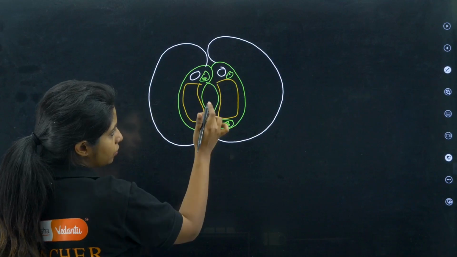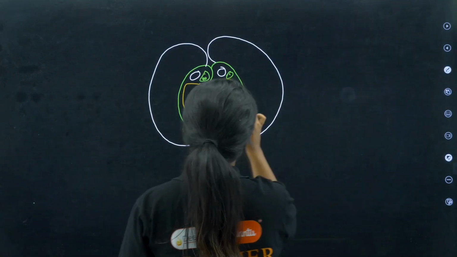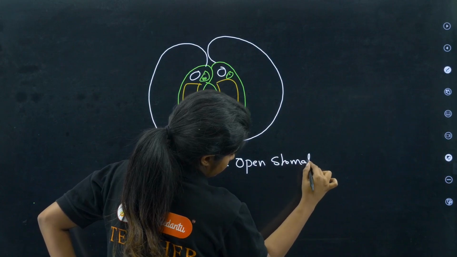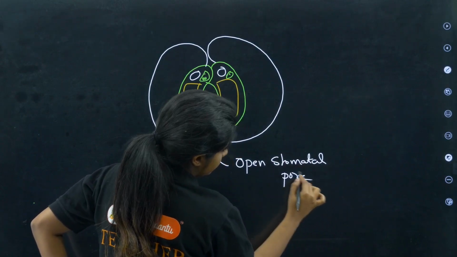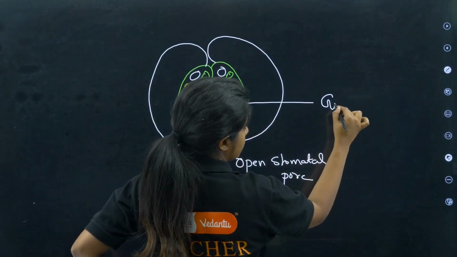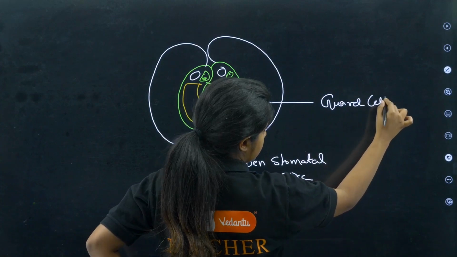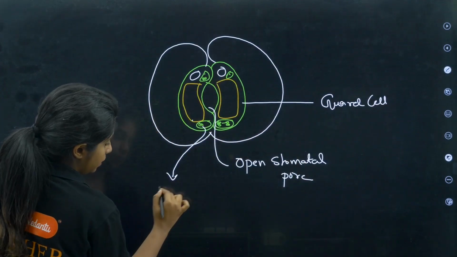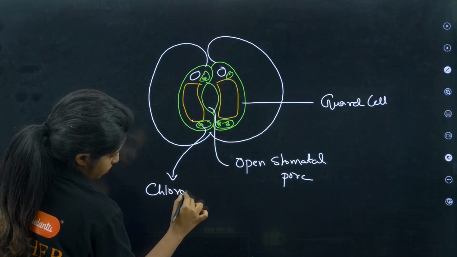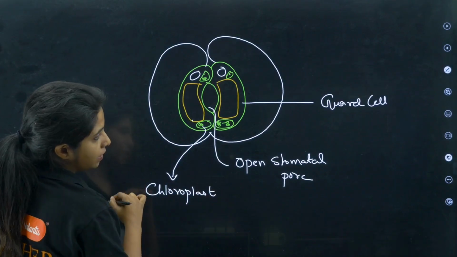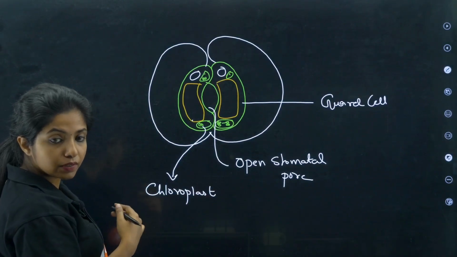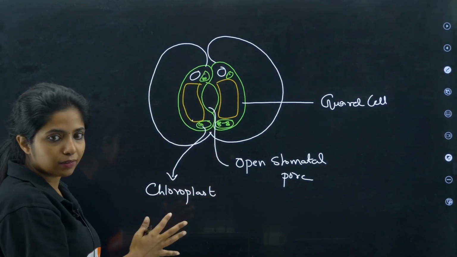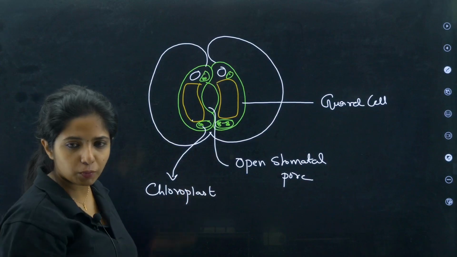So for this thing that you see, first thing you mention is what? This is the open stomatal pore. This is the guard cell that you are having, and these are the chloroplasts. These three are the important things that are being asked, so you can just mention those apart from mentioning the whole thing. This is the subsidiary cells, you don't have to mention all those things.